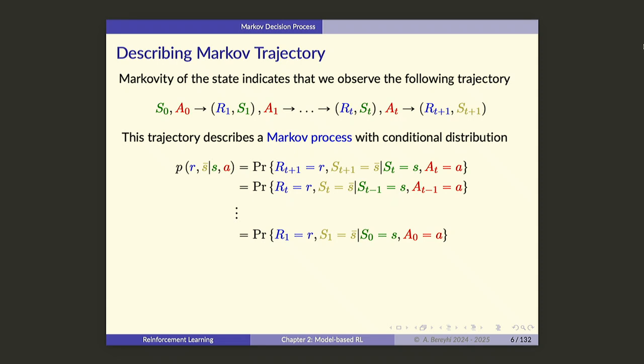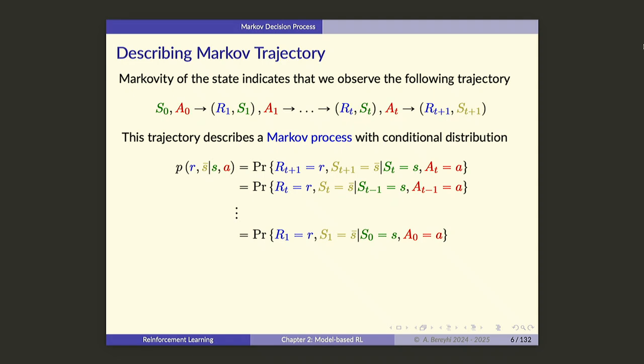Yeah, the fact that I'm here is P of R, S bar given S and A, right? And I don't care that this S, the green S, was happening at time t and the action was at time t, right? If I am at time 0, then this R and S bar is going to be the pair at time 1, right? If I am at time t minus 1, this is the pair at time t, right? And so on. So it doesn't matter which time you are in. Does that make sense? Okay.